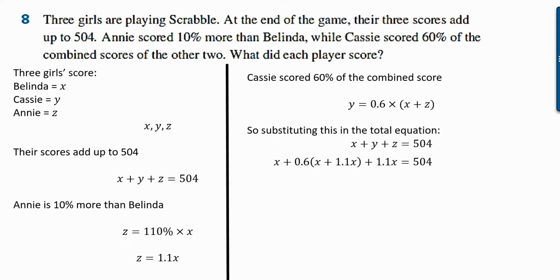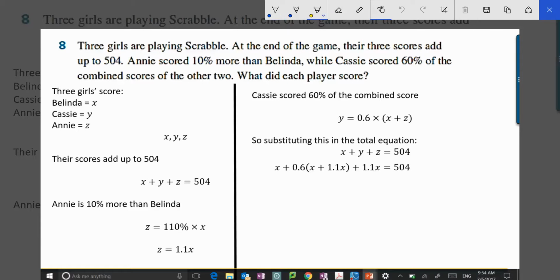Z, we knew z was 1.1x. So all I did was I said, since I know it's x plus y plus z, y is 0.6x, so I just substituted y into here. But at the same time, I knew what z was, and I substituted that in here as well. Which is why I got x plus 0.6x plus z, which I already know z is 1.1x. So it's x plus 0.6x, and I've just replaced that z with 1.1x.